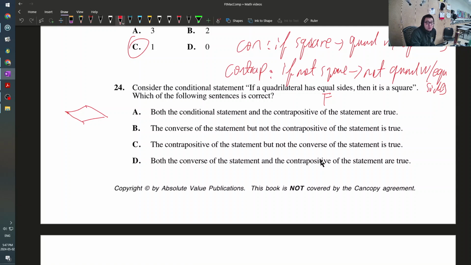Then what is the converse? If it is a square, then it is a quadrilateral with equal sides. This is true, but the contrapositive is false. So converse is true, but contrapositive is not. Contrapositive is true but converse is false, that's false. Both converse and contrapositive are true, that's not correct, so 24 is B.